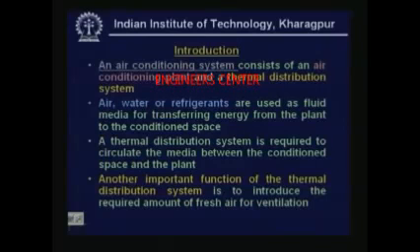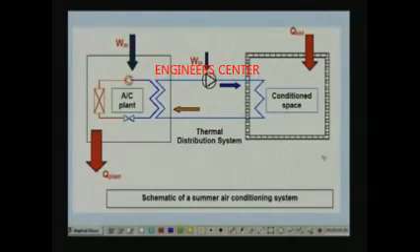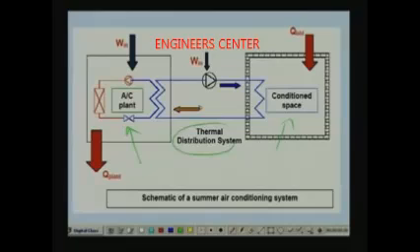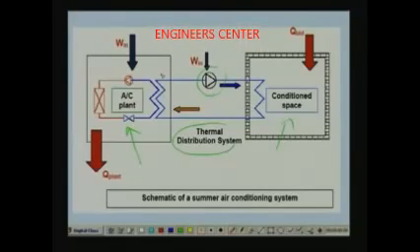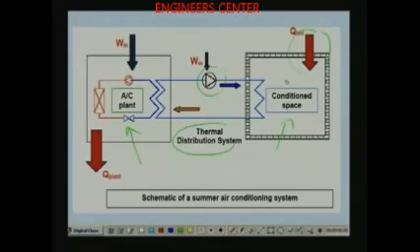Let me show a schematic of a typical air conditioning system. What we have here is a schematic of a summer air conditioning system. So, you have the conditioned space here and the air conditioning plant, and there is a thermal distribution system, this blue pipeline with a pump or a fan. And in summer, as we know, the conditioned space is maintained at low temperature and humidity compared to the surroundings. So, there is a continuous transfer of sensible and latent heat loads to the building which need to be extracted by the air conditioning system.